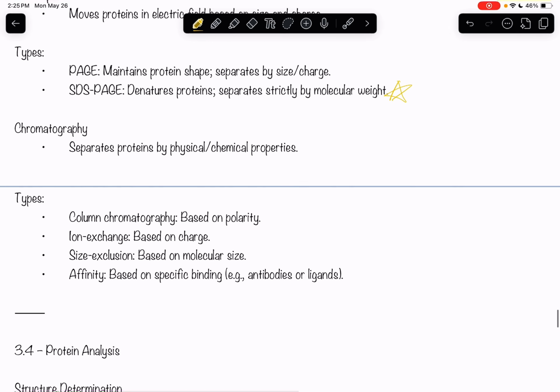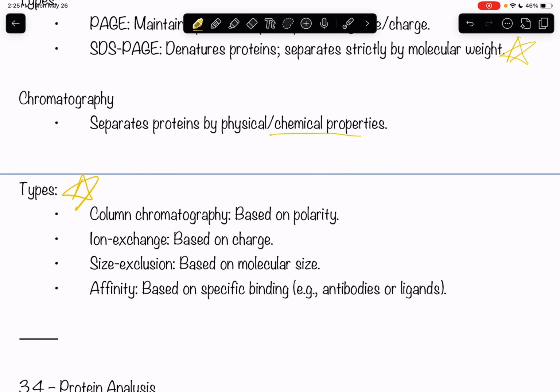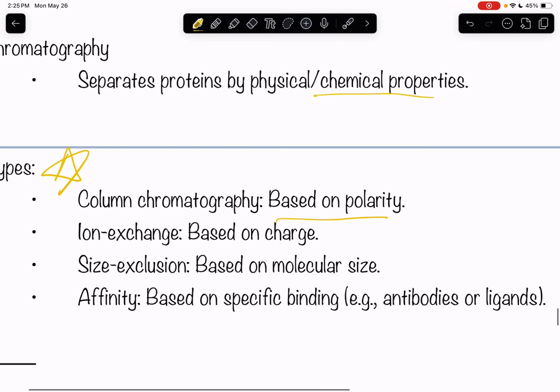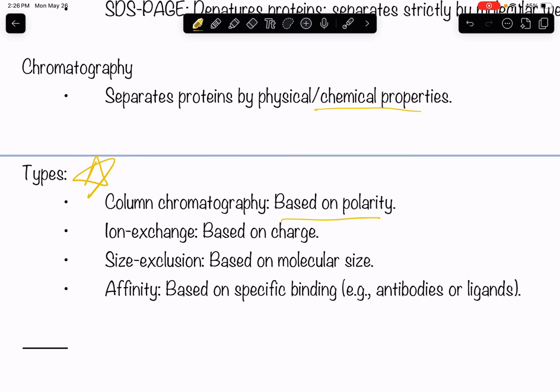So next we have chromatography, and it separates by physical and chemical properties. And again, you should definitely understand these types very well. So column chromatography is based on polarity. So again, let's say that you have a column that's non-polar or polar. So let's say that you have silica gel, which is polar, and then you put something in it. The polar molecules would get stuck in the beads, right? And then you would only get the one substance that you need.